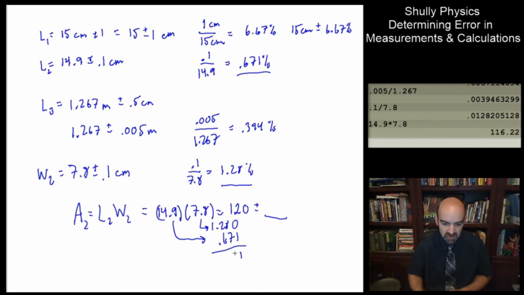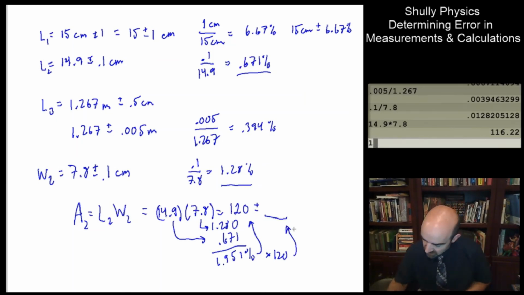Okay, we got a 1. Ooh, this is old school math. Carry the 1, 9, 1. So we're going to have 1.951%. Let's apply that to the 120. So now we take the 1.951% times 120, and we're going to get our margin of error from it.